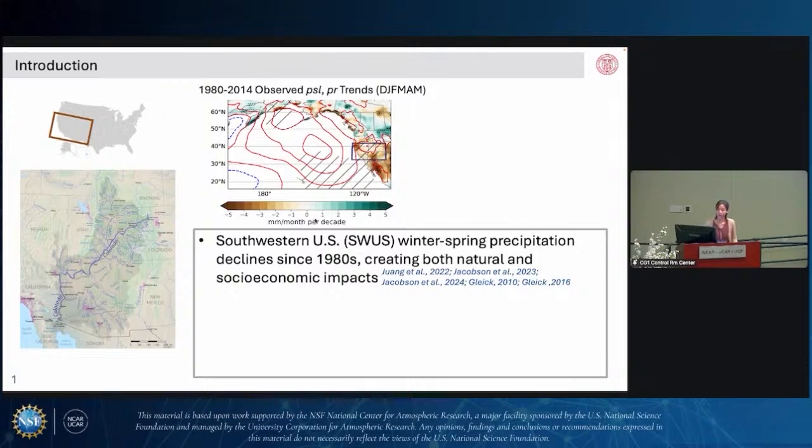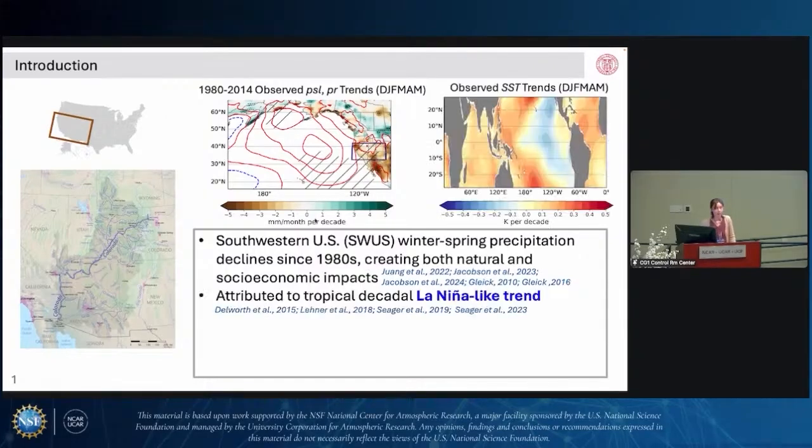For example, naturally that can create more wildfire frequency in the summer, and this region is heavily agricultural, so that also impacts the agricultural economy. And for this region, the declining precipitation has been attributed to the tropical decadal La Nina-like SST trend, where there's a well-established teleconnection pattern: when you have a cooling trend over the central part of the Pacific, you expect the Aleutian Low to be weakened with an increasing sea level pressure trend.